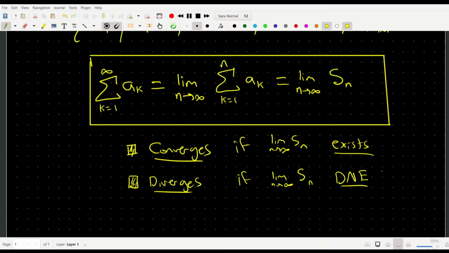Remember, we defined the convergence or divergence of a limit of a sequence in the previous lecture. So this idea should not be too unfamiliar. Basically, an infinite series converges if the limit of its sequence of partial sums also converges, and it diverges if the limit of the sequence of its partial sums diverges.